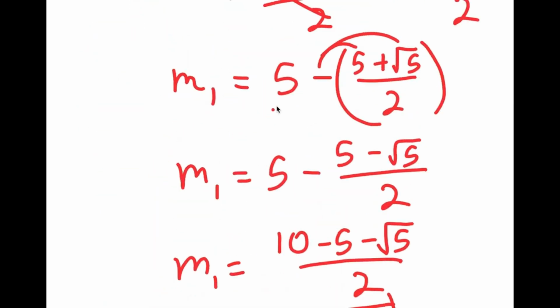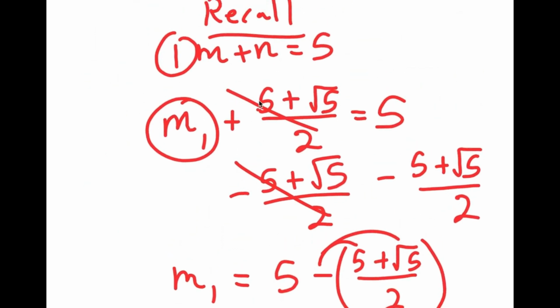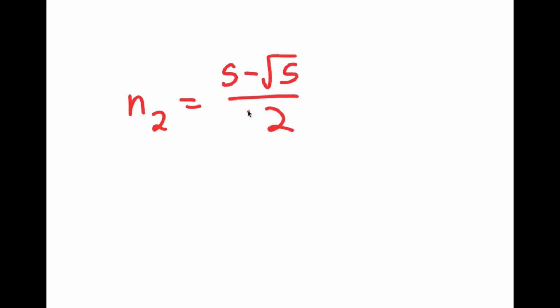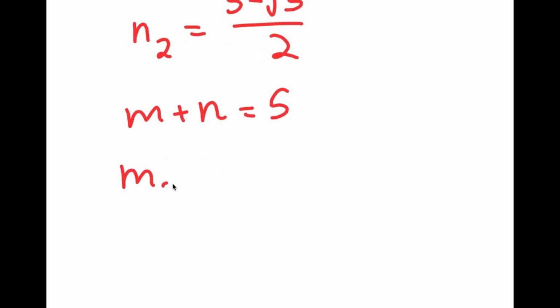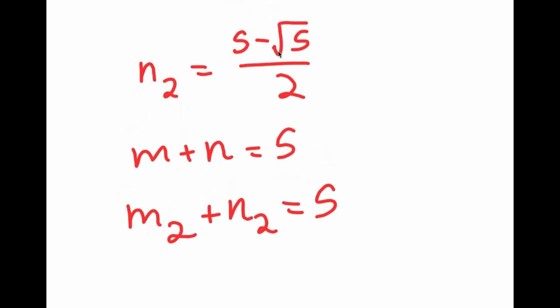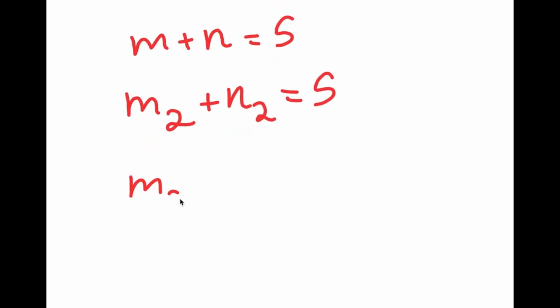Now for solution number 2, I'm going to use n of 2. So n of 2 is equal to (5 minus the square root of 5) over 2. And to solve this, I'm going to plug this back into my equation, m plus n is equal to 5. So I can say m of 2 plus n of 2 is equal to 5, and n of 2 is equal to (5 minus the square root of 5) over 2. So I have m of 2 plus (5 minus the square root of 5) over 2 is equal to 5.